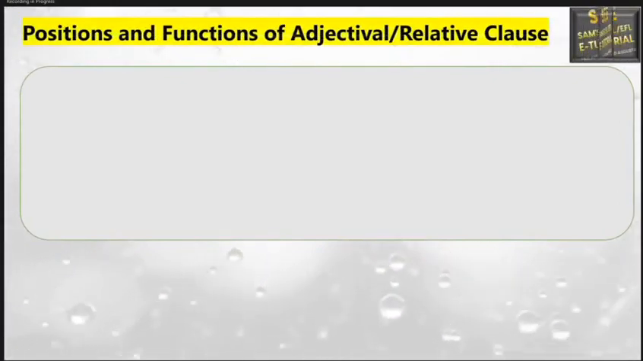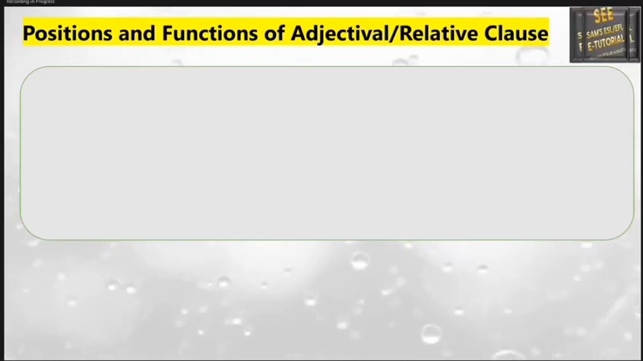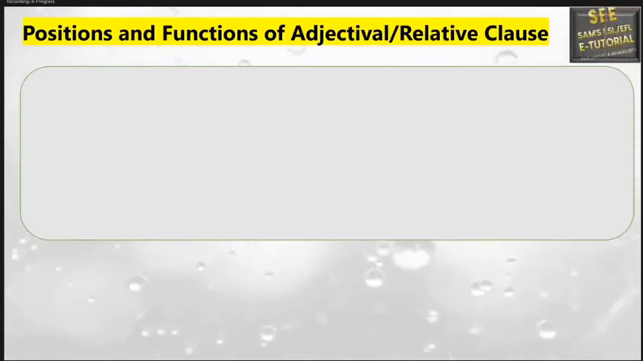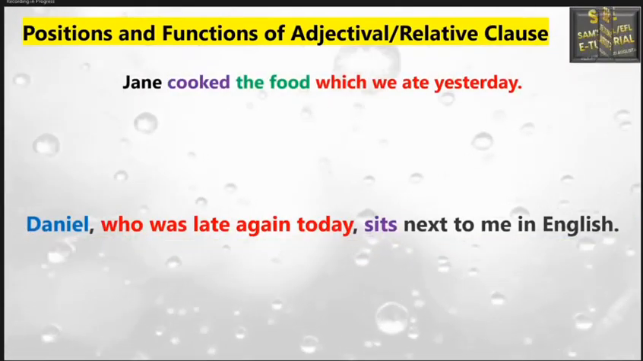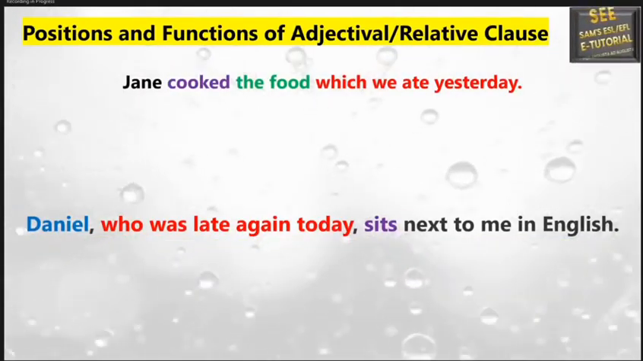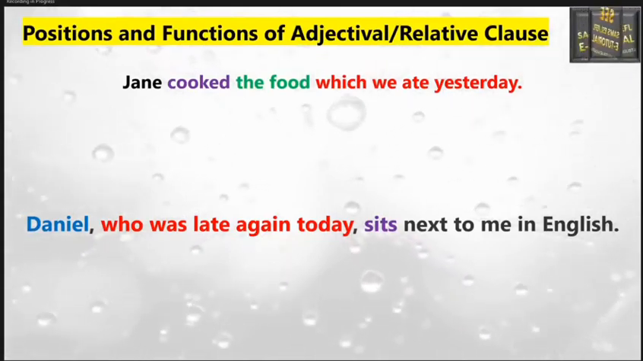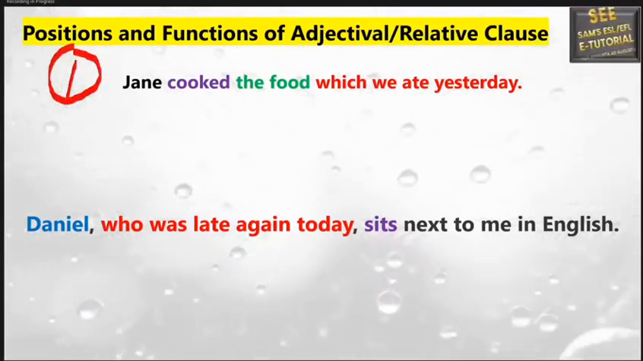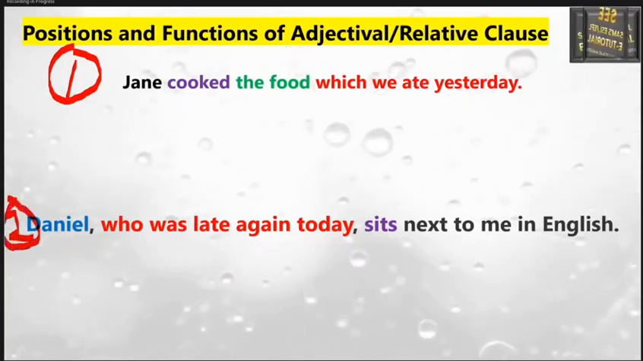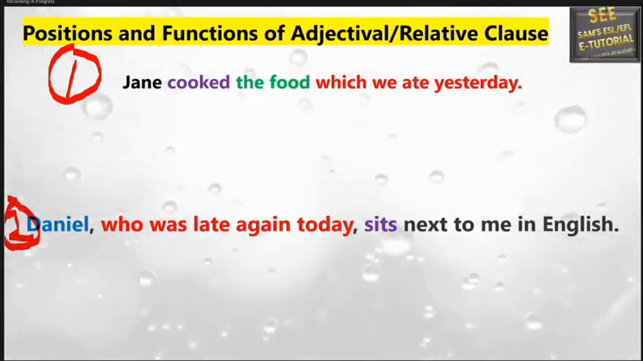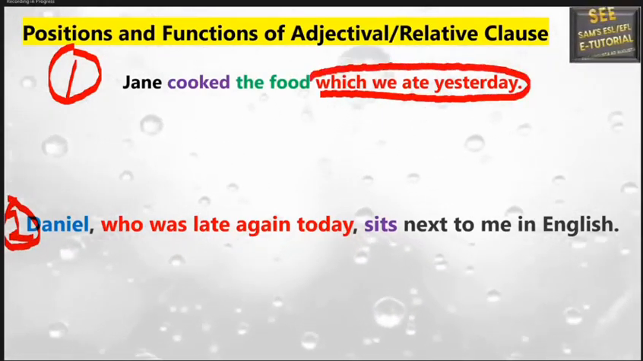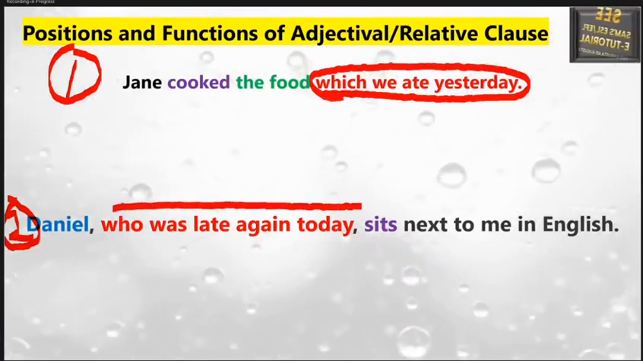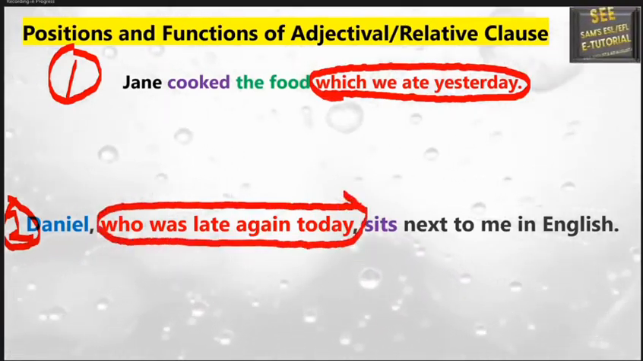Now the topic goes, positions and grammatical functions of adjectival clause. I want to know the positions of adjectival clause. Thereafter, we'll look at the grammatical functions. Take a look at the sentences on the screen. We have sentence 1 and of course sentence 2. In sentence 1, the adjectival clause is in red font. Also in sentence 2, the adjectival clause is in red font. Now take a look at their position.